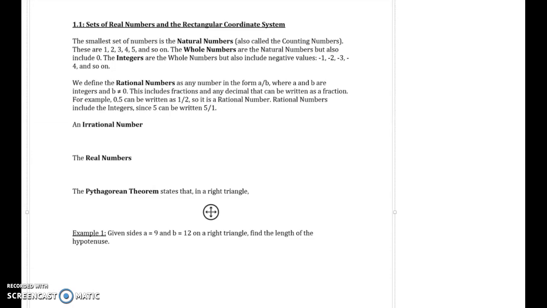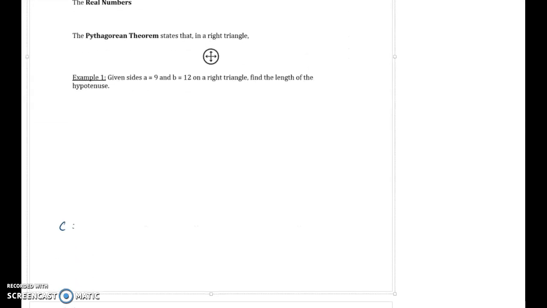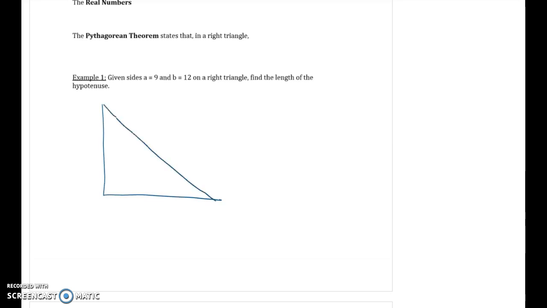Okay. Example number 1. In this example number 1, you have to find the length of the hypotenuse, and they give you the information that you have two sides, A and B, of a right triangle. So let's first draw a right triangle using my pen right here. We have a right triangle, named A, B, C, and they are telling you that you have the side A and the side B.